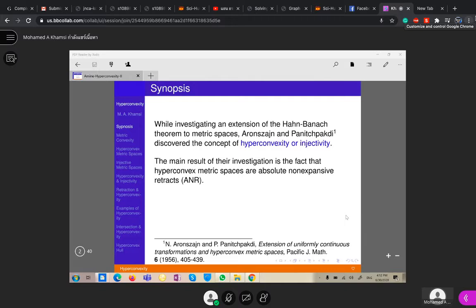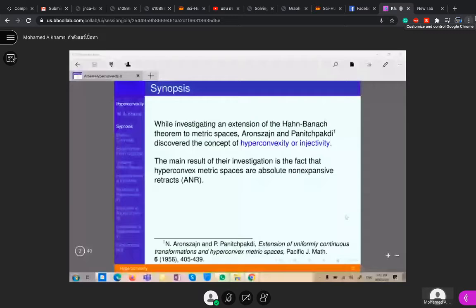This is the beginning of how it started, what Panitchpakdi and Aronszajn did. It is the same extension as if you consider what we call the modulus of continuity of uniformly continuous functions. And they characterized these metric spaces in the PhD work as being what is known as absolute non-expansive retracts.